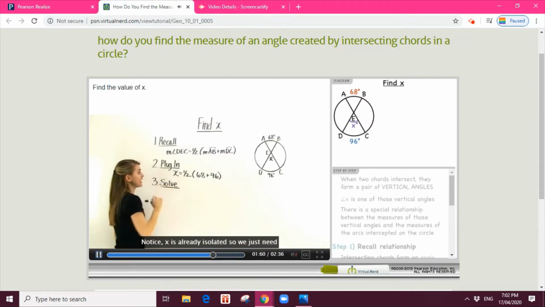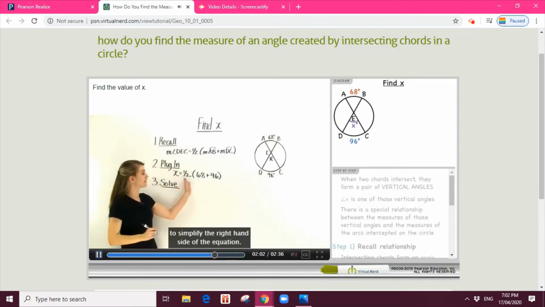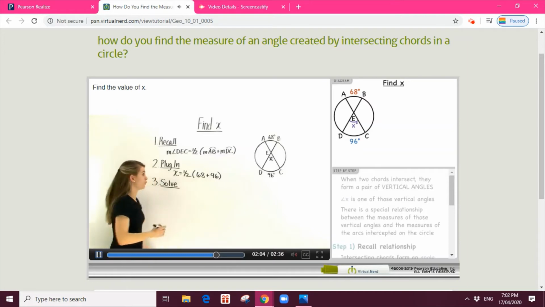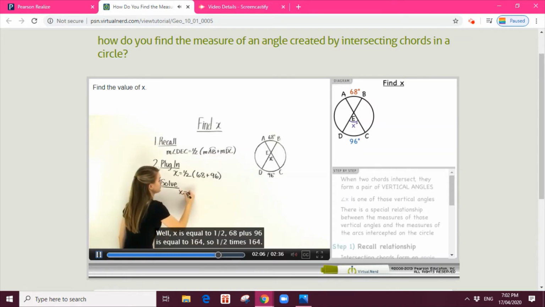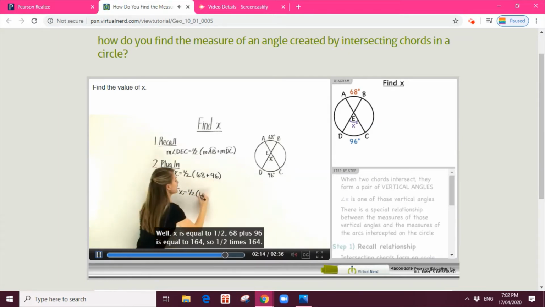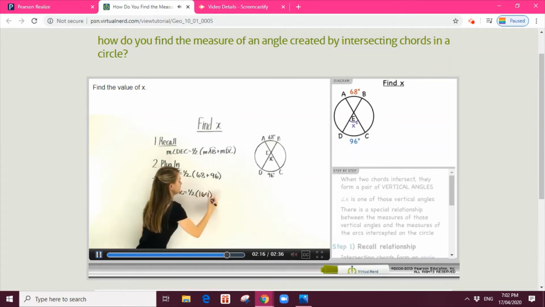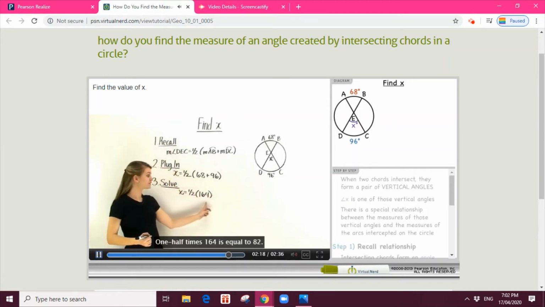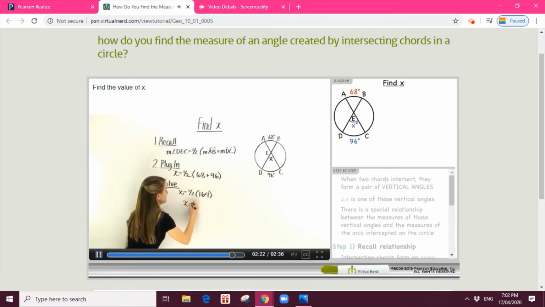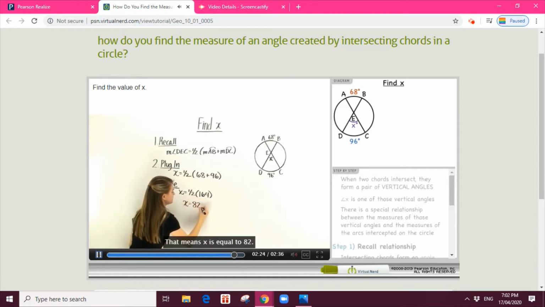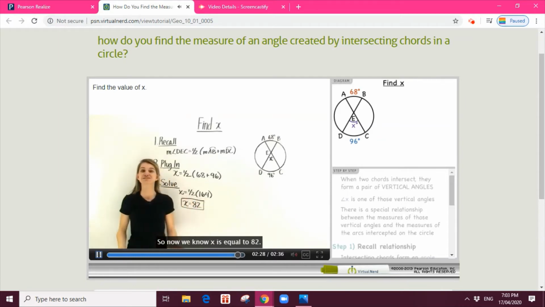Notice, X is already isolated, so we just need to simplify the right-hand side of the equation. Well, X is equal to 1/2. 68 plus 96 is equal to 164. So 1/2 times 164. 1/2 times 164 is equal to 82. That means X is equal to 82. So now we know X is equal to 82.